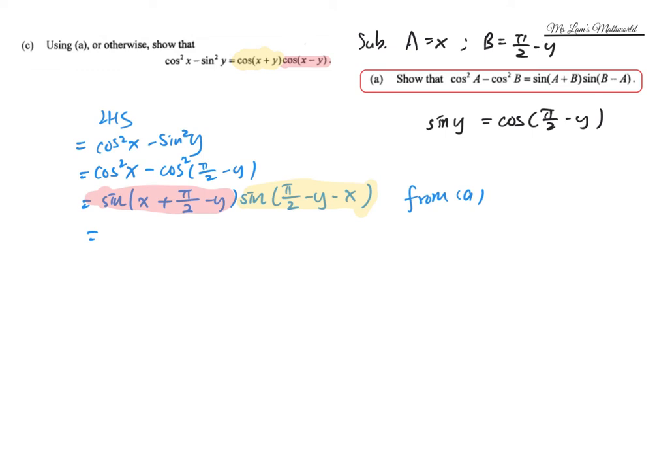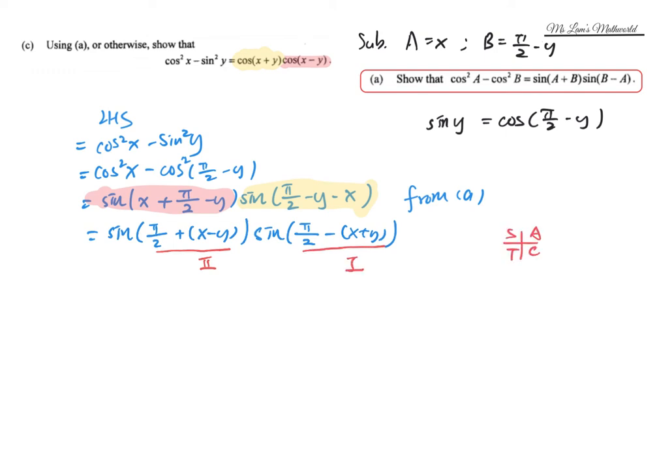So let's make it sine pi over 2 plus x minus y, right? And then this one, sine pi over 2 minus x plus y. So you can see that this one is in quadrant 2, right? This one is in quadrant 1. CAST. So both of them are positive. So it is type 2 of our identities, right? So type 2, sine changes to cosine. Quadrant 2, the sign is positive.